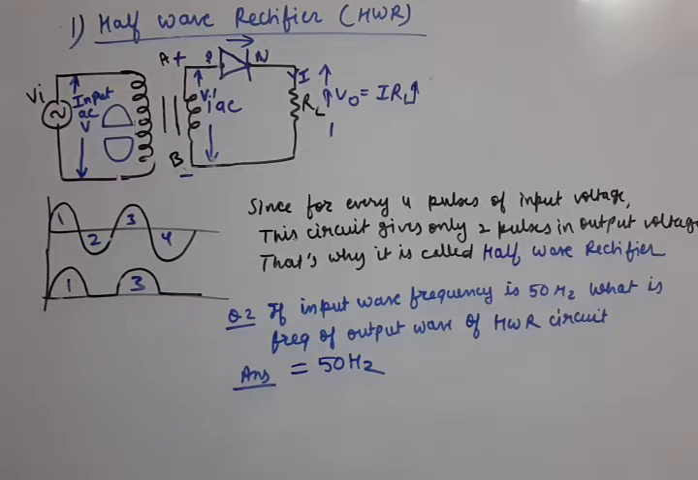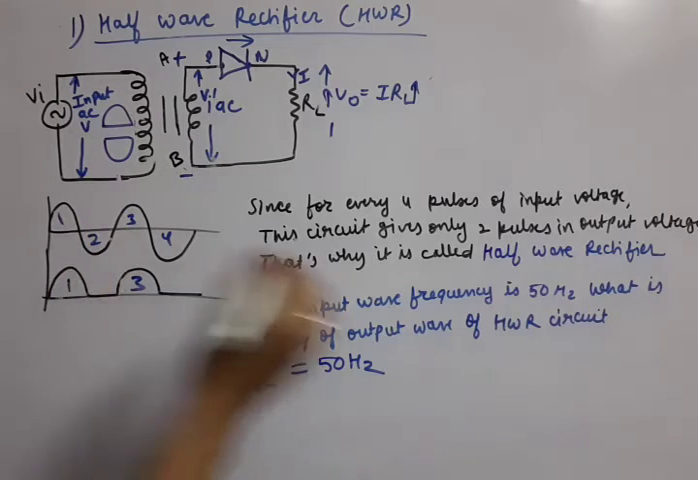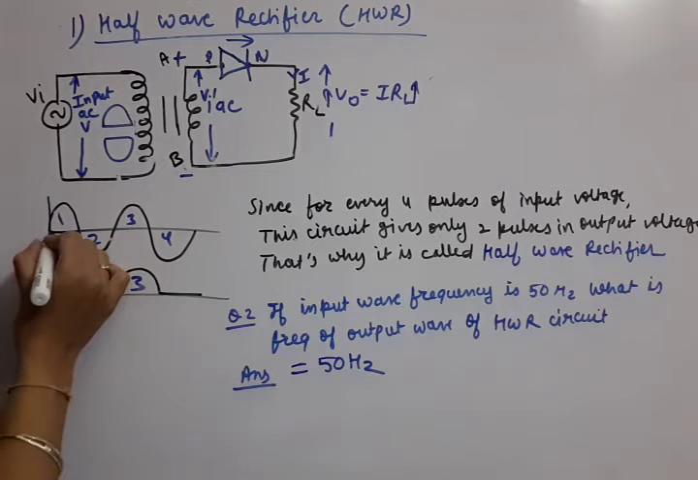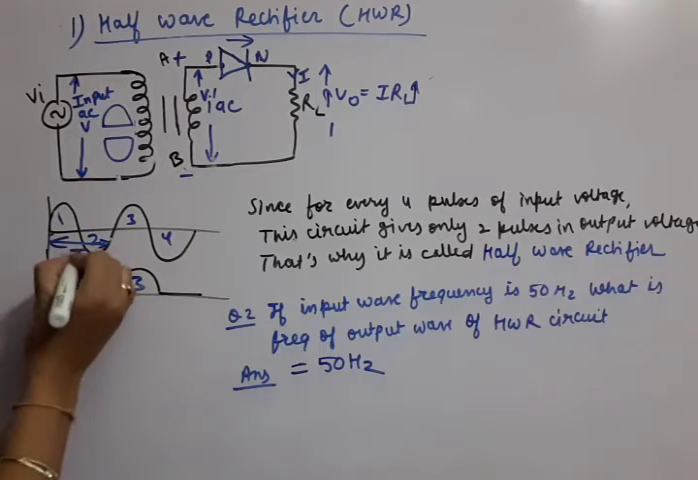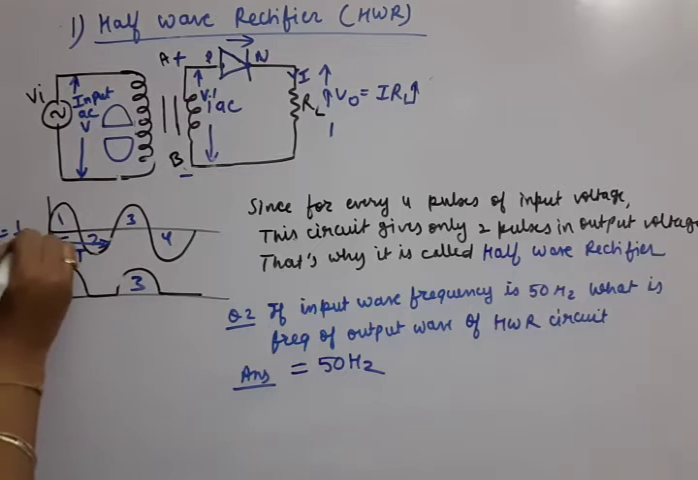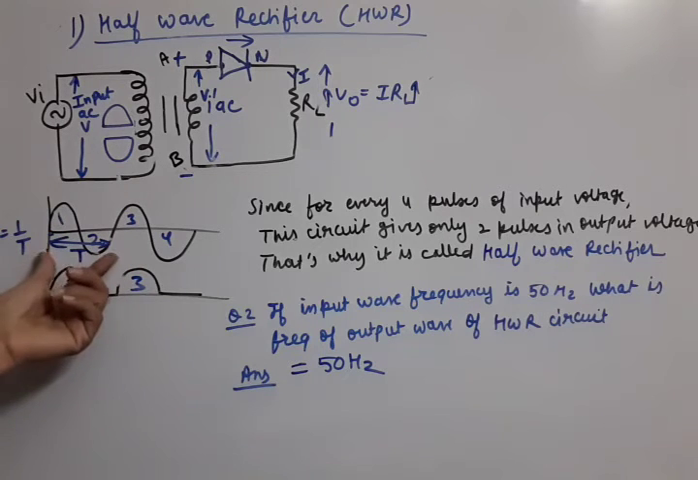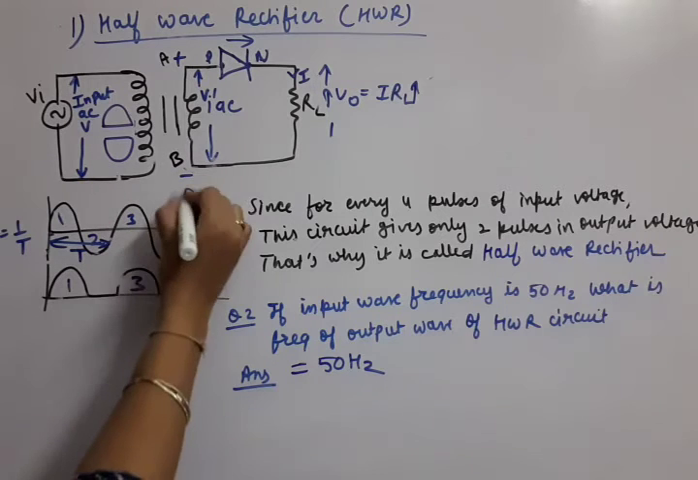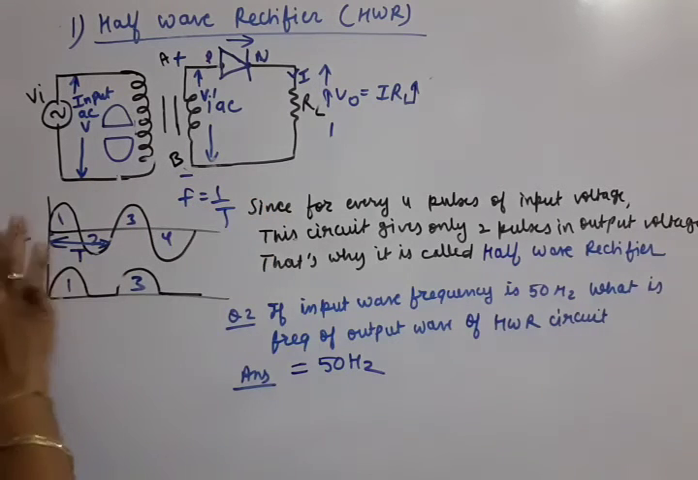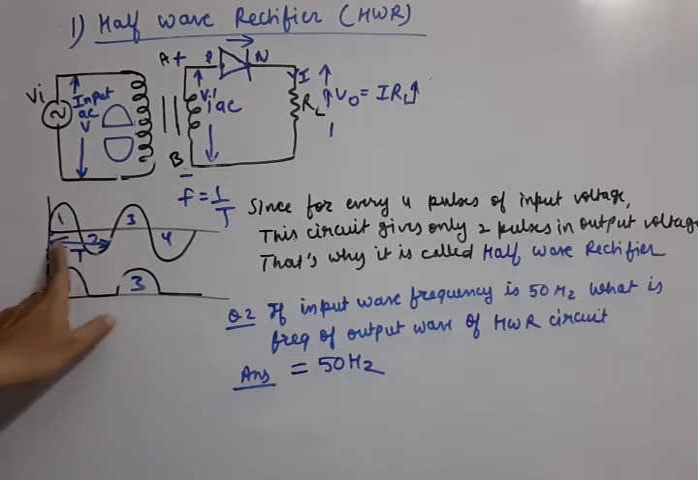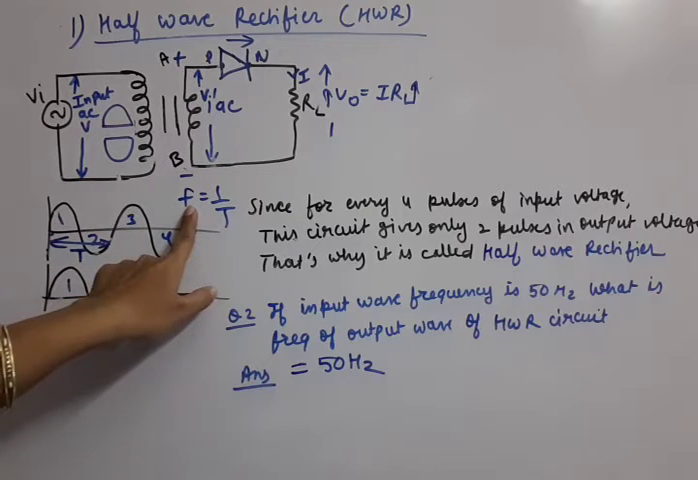Because the frequency is related to this time interval. This is the time interval of one pulse, and this only decides the frequency. The reciprocal of the time interval is called the frequency. I will write this side: the reciprocal of the time of one wave is called the frequency.